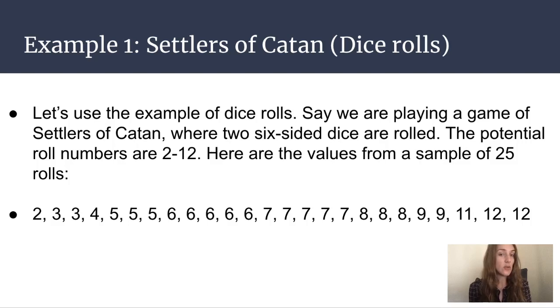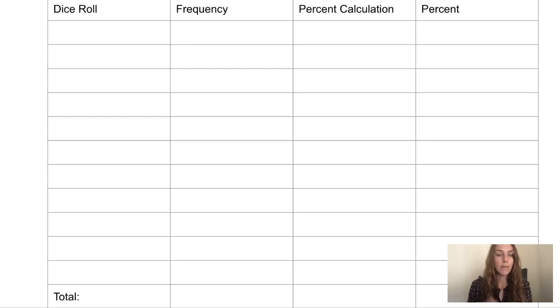So the first thing we can do with a data set like this is create a frequency table. On our next slide, I have a template that we can use to create a frequency table. We have a couple of columns. We're going to have a column where we list every possible value for dice roll. We have a frequency column where we list the frequencies of each dice roll. We're going to calculate percent and then report percent. So treat this as a template here. And then I'm going to hop over to the whiteboard.